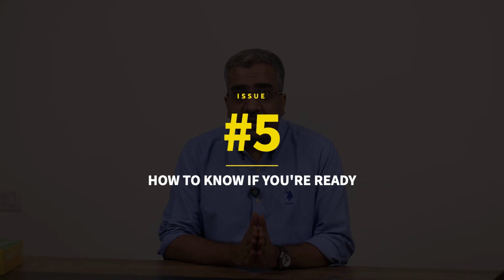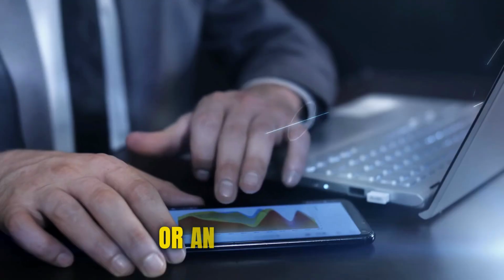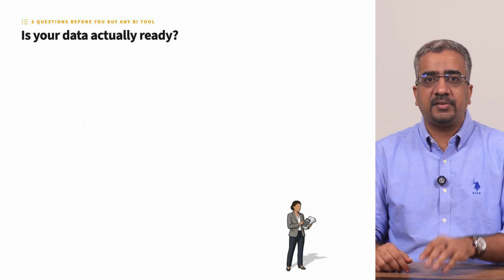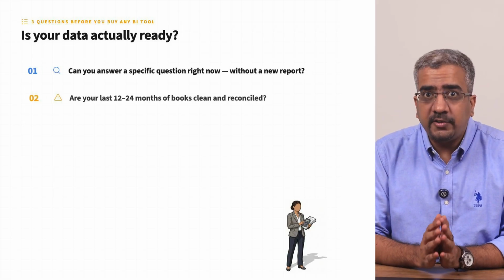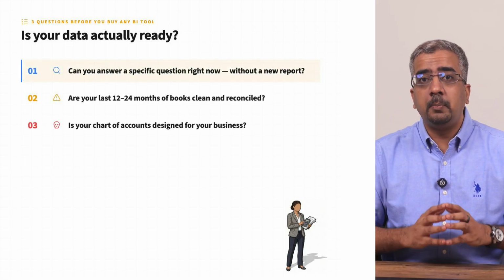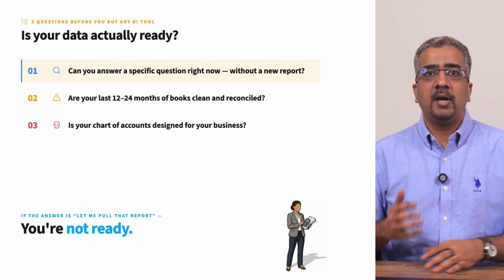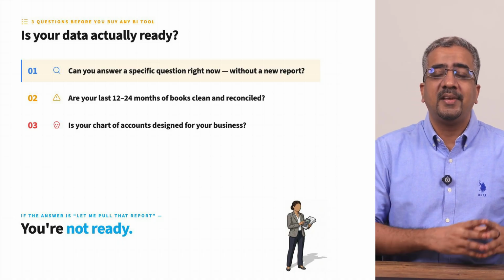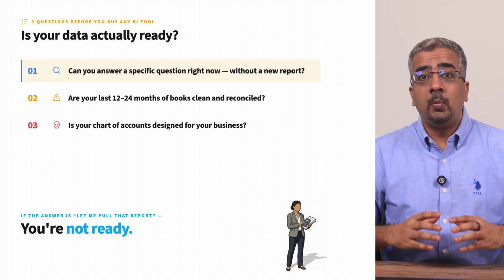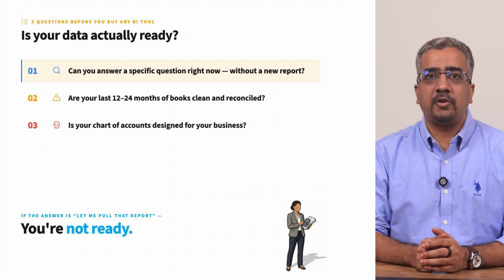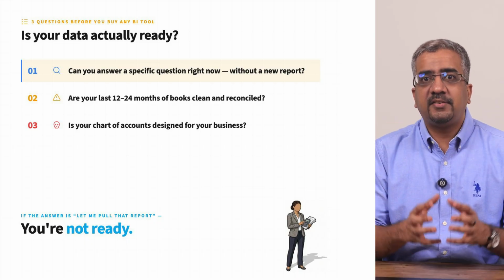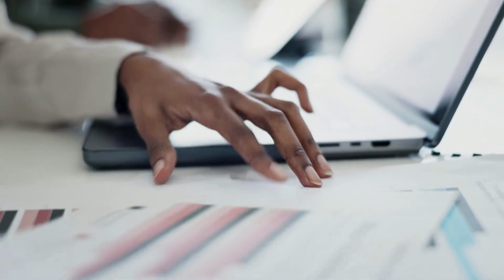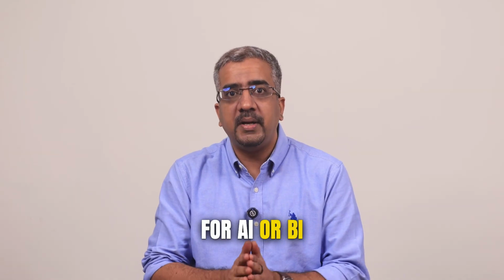How do you know if your data is ready for a BI tool or an AI analytics layer? 3 questions. First one, can you answer a specific question right now without building a new report? Something like, what was my gross margin on product A last quarter? What did I spend on sales in the North region in Q3? Which customer segment has the highest churn cost in a month? If the answer is, let me pull that report for you, then that means you're not ready for AI or BI yet. If the answer is, we don't track that anyway, then you're definitely not ready.